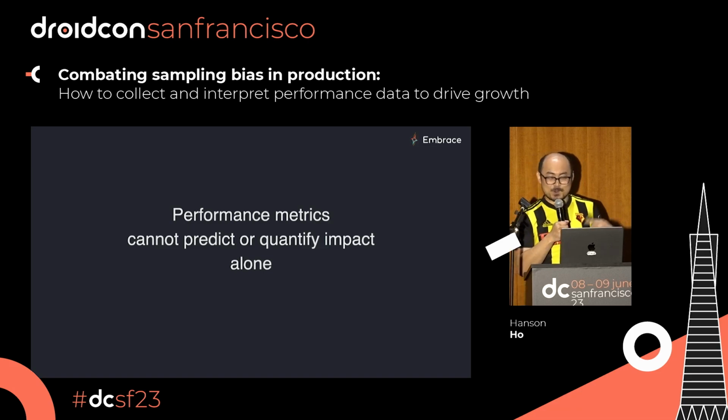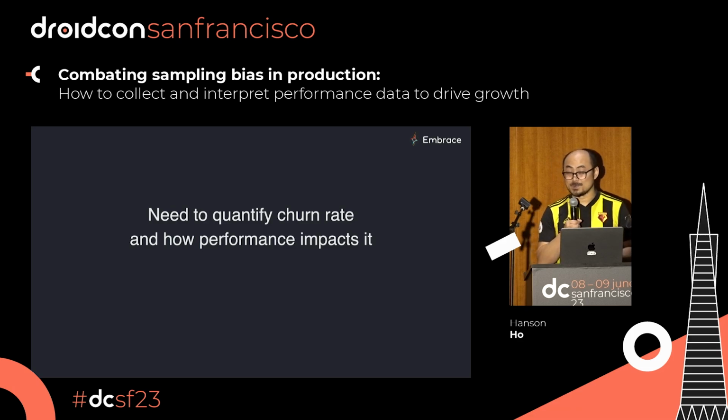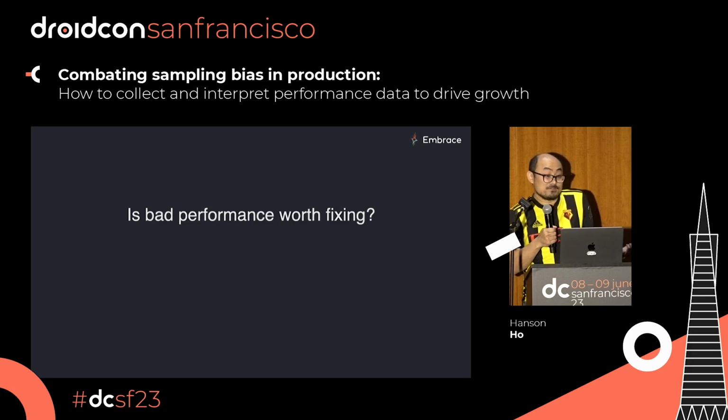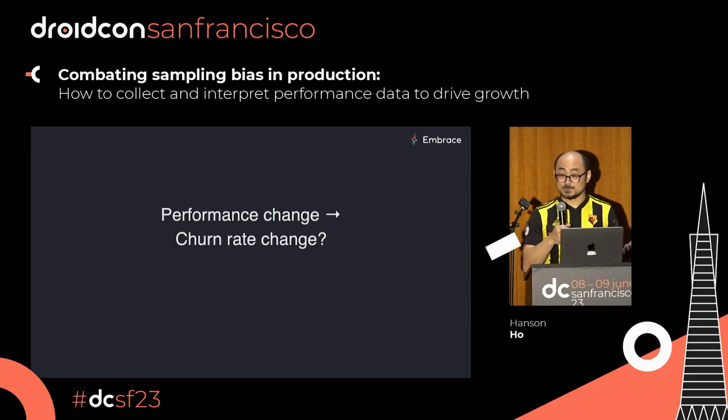You can certainly use it as part of a process to find that out. But first, you need to quantify your churn rate, especially with how performance affects it. You need to find that relationship, because then you can figure out, is bad performance worth fixing? Now, how do you do this? How do you marry churn rate with performance metrics to determine how much bad performance is costing you? Well, you find a relationship between the two of them.